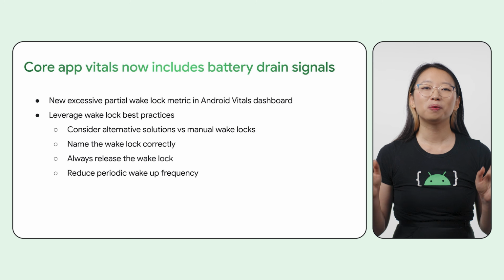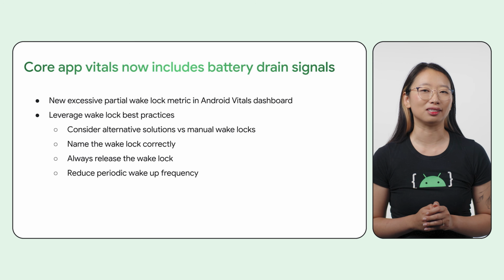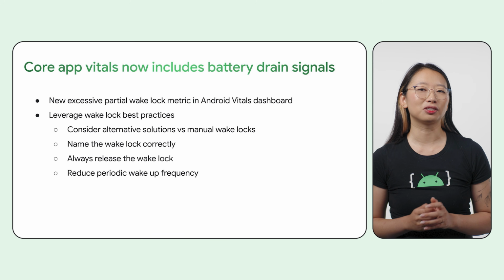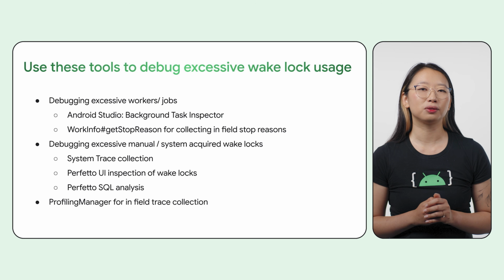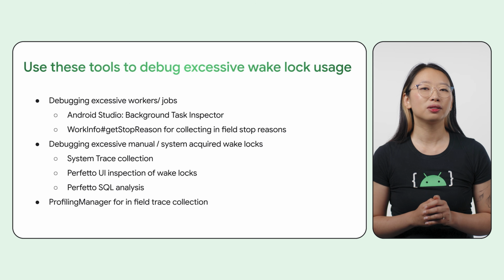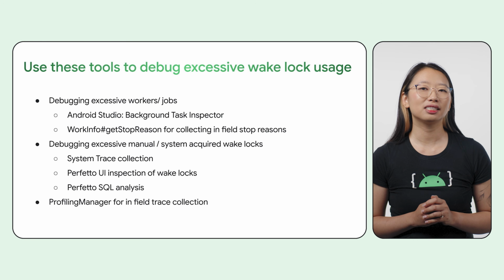That concludes this talk on how to optimize your app battery using the Android vitals wake lock metric. We learned about the new excessive partial wake lock metric and how to leverage best practices, including consider alternative solutions, naming the wake lock correctly, always releasing the wake lock, and reducing periodic wake up frequency. We also learned a number of tools to debug wake lock usage, including the background task inspector in Android Studio, system trace collection, the Perfetto UI, SQL analysis, and in-field collection using ProfilingManager.